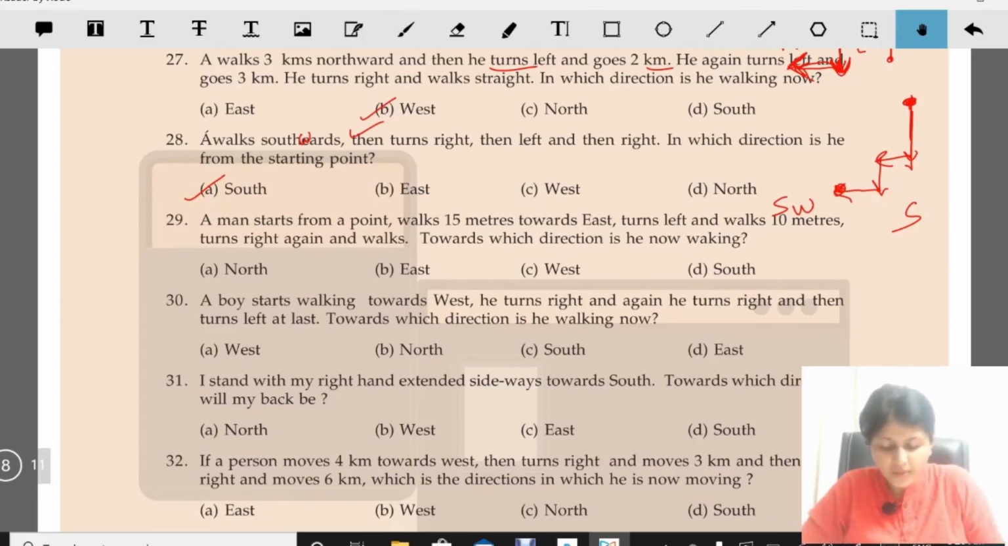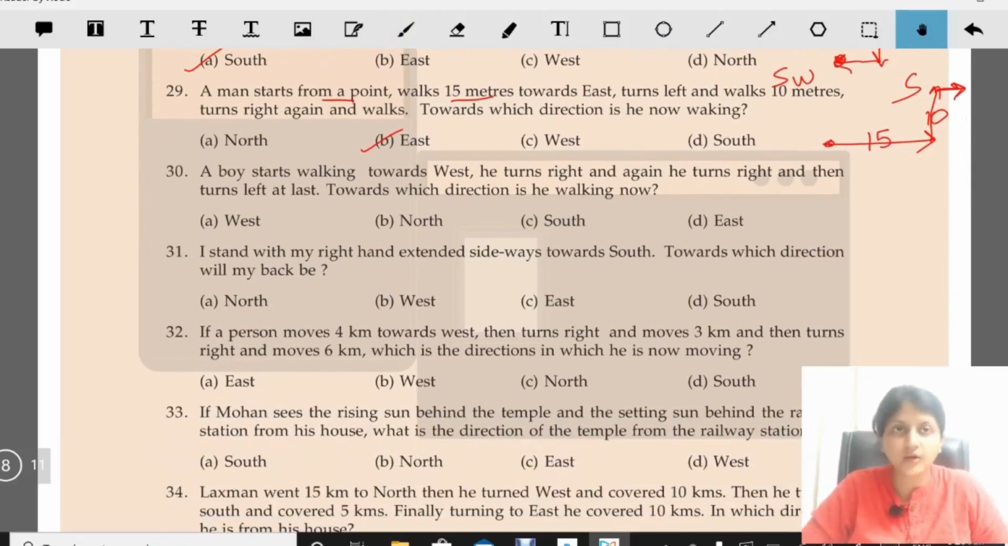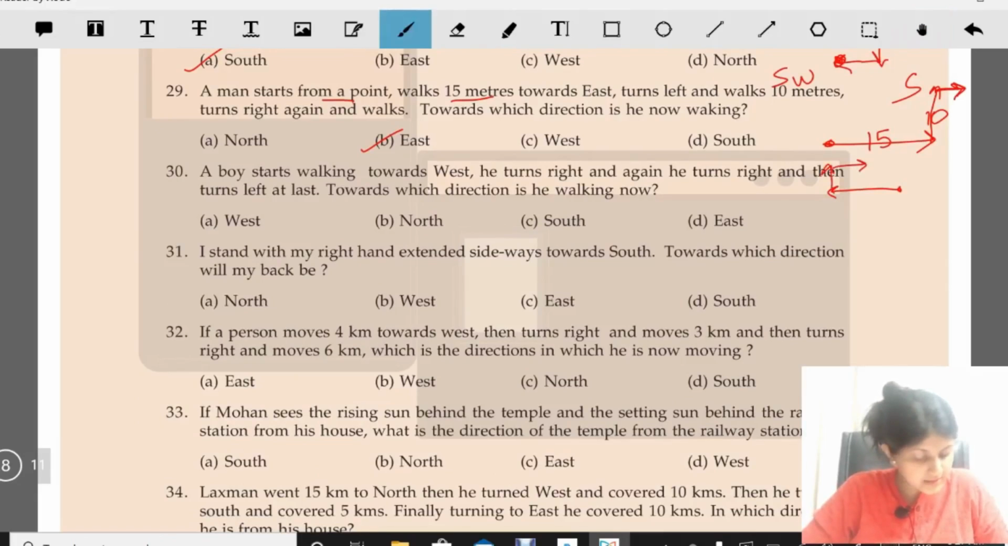A man starts from a point, walks 15 meters towards east, turns left and walks 10 meters, turns right again and walks. Towards which direction is he walking now? He is walking towards the east direction. Okay, 30. A boy starts walking towards west. He turns right and again turns right and then again turns left at last. Towards which direction is he walking now? He is walking towards the north direction.